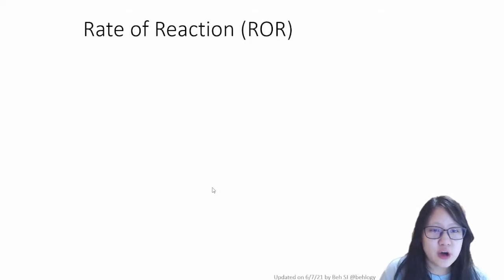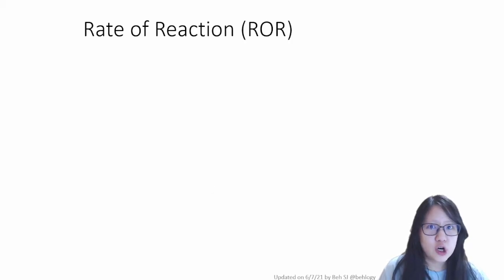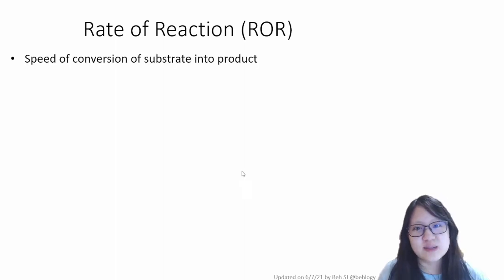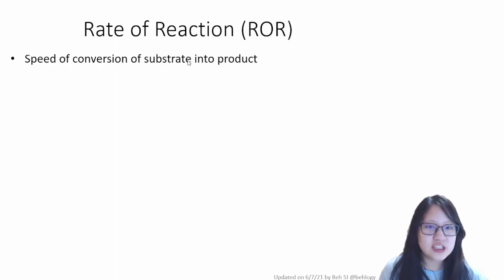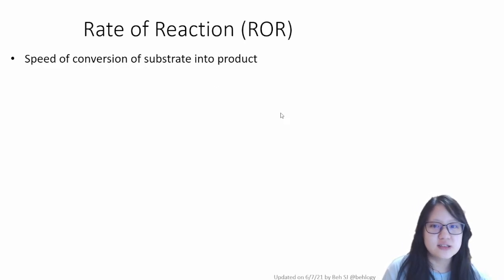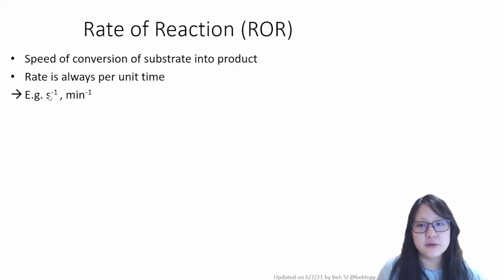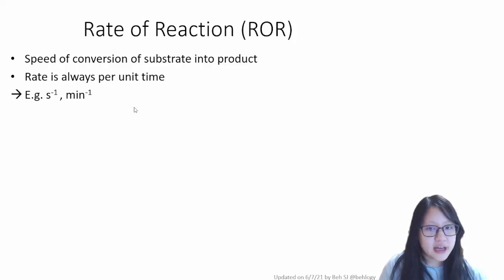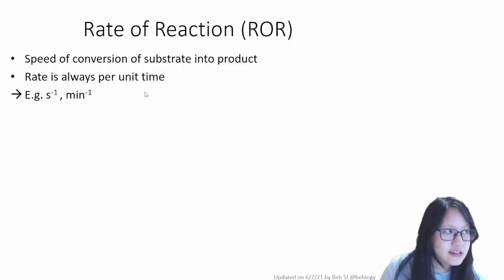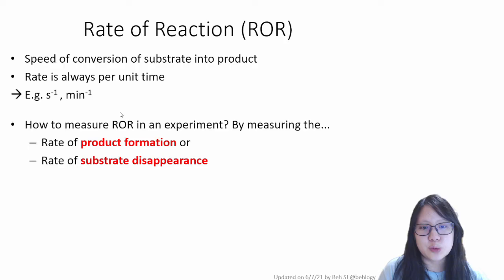Anyways, let's start with just a little introduction on what is a rate of reaction. So rate of reaction is basically the speed of conversion of substrate into product. That makes sense, right? Substrate, if you convert to product, that is a reaction. So the speed at which that happens is rate. Rate always has to do with time, so it's always per unit time. For example, per second, per minute, cm cubed per hour, something like that. It always has to do with time.